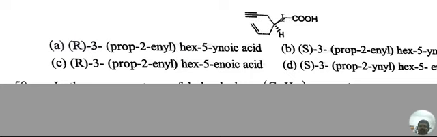And look at this, 1, 2, 3, at the third position you have the triple bonded prop-1-yn-1-yl, and you have hex-5-enoic acid, carbon 1, 2, 3, 4, 5, 6, hex in hex-5-enoic acid. So this is how you can answer. So option D is your right answer.